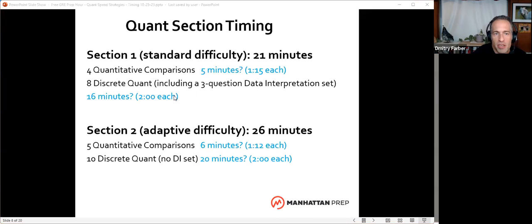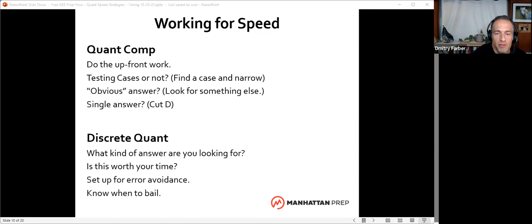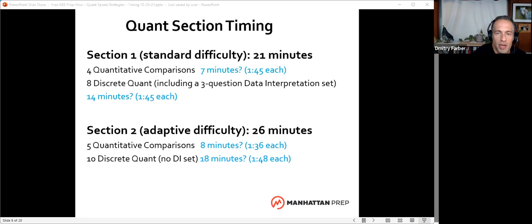If you're a little faster on discrete quant, or a little bit more aggressive with skipping, you could afford to slow down on quantitative comparison a little bit and bring it closer to the same average as for discrete quant. But then you'd have to make sure that was paying off for you. Are you really getting that additional boost in accuracy on those 1 out of 4 choices, or sometimes 1 out of 3 or 1 out of 2 choices? And is it worth any loss you have on discrete quant to do that, right? So when in doubt, I would endorse this plan instead.